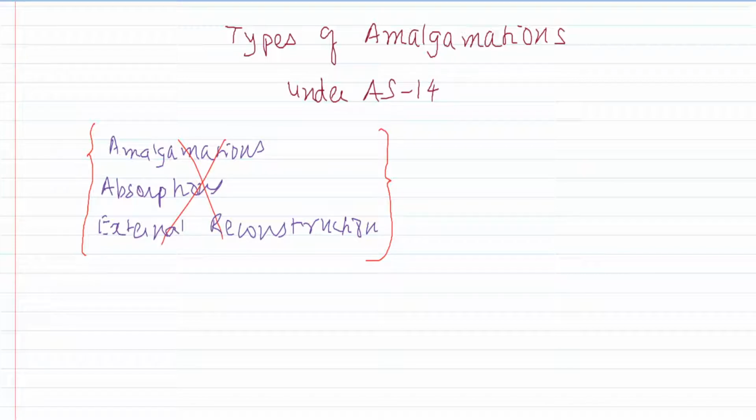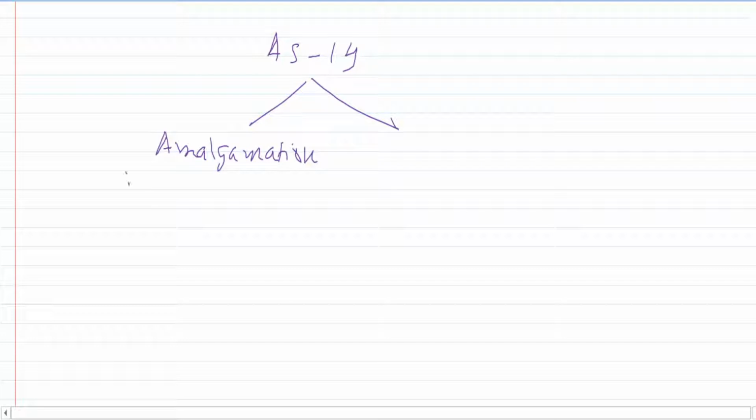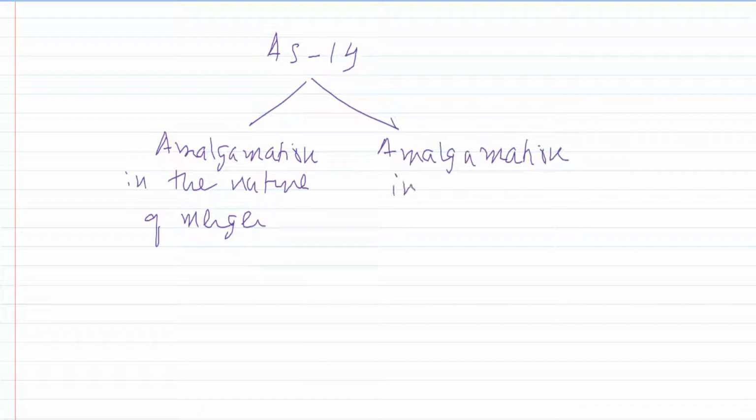Instead, Accounting Standard 14 is identifying two types of amalgamations. One will be known as amalgamation in the nature of merger. This is the first type of amalgamation. Amalgamation in the nature of merger. Another is considered to be amalgamation in the nature of purchase. So these are the two types of amalgamations which are identified under Accounting Standard 14.